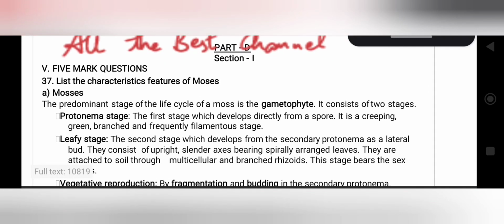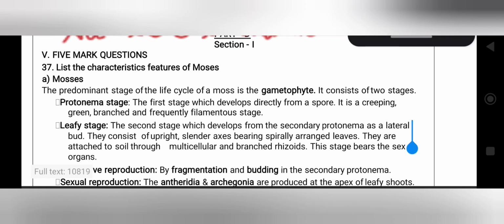Next, Part D, Section 1, 5-mark questions. The characteristic features of mosses. The prominent stage of the life cycle of moss is the gametophyte. It consists of two stages. Protonema stage: the first stage, which develops directly from a spore. It is a creeping, green, branched and frequently filamentous stage.